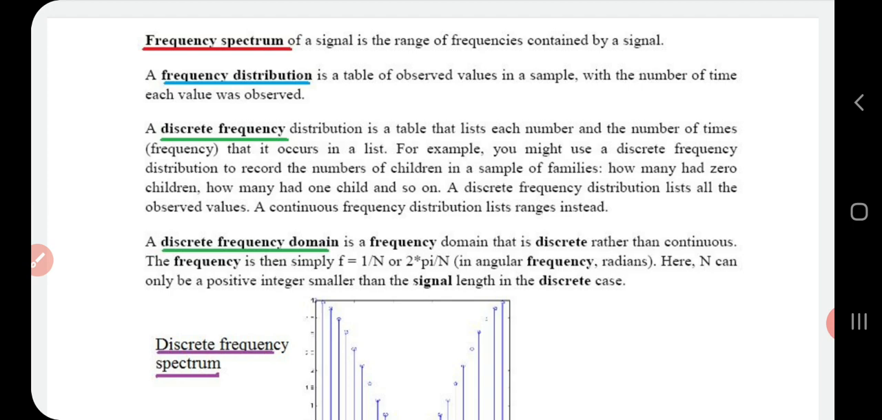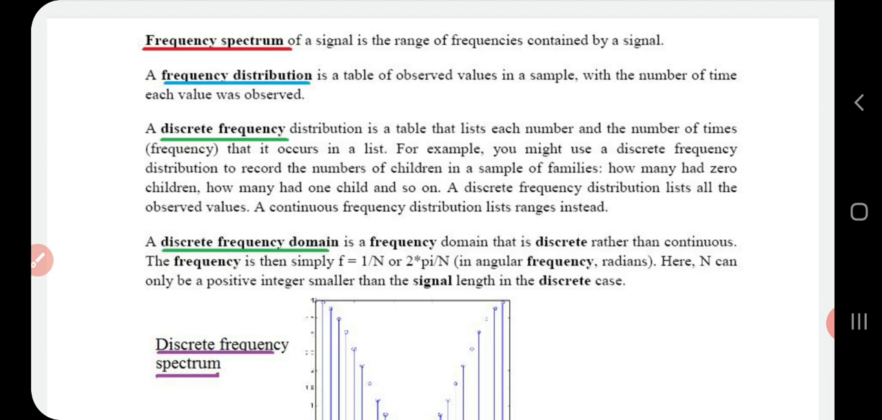Then frequency distribution, that is a table of observed values in a sample with the number of times each value was observed. Suppose that you are writing numbers from 1 to 10 and that the digit 1 repeats 5 times. Then the frequency of that number 1 will be 5. So that is the frequency. Now discrete frequency distribution is nothing but a table that lists each number along with the number of times or frequency that it occurs in a list.